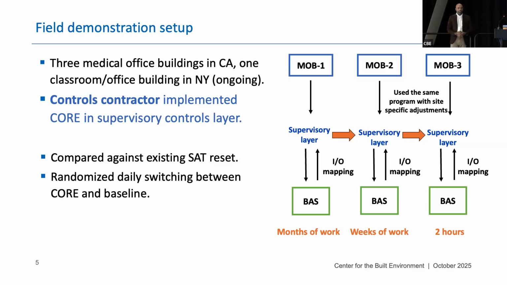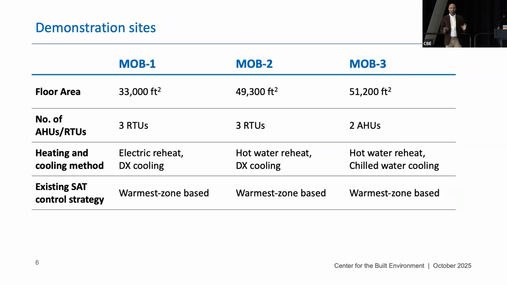And I also briefly want to touch on a few details on the demonstration size, just to show you the scale of what we did. These three buildings range from 33,000 to 50,000 square feet in area, but the HVAC configurations were really diverse. They had rooftop units or AHUs, and in terms of heating and cooling, they had DX cooling or chiller plants, hot water boiler plants to generate hot water for reheat. We even had an all-electric building, that's the first building. So the key point here is that CORE was able to work well in all of these diverse conditions and really talks to the versatility of the technology.